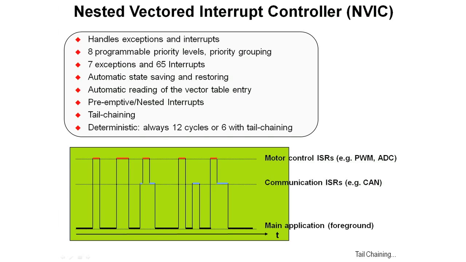The device has 7 system level exceptions and 65 interrupts that it handles. It also has a state machine driven automatic state saving and restoration for the state of the processor, as well as automatic reading of the vector table entry to very quickly facilitate going into interrupt service routines and back out.